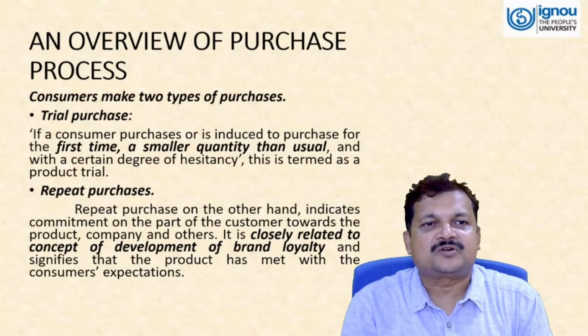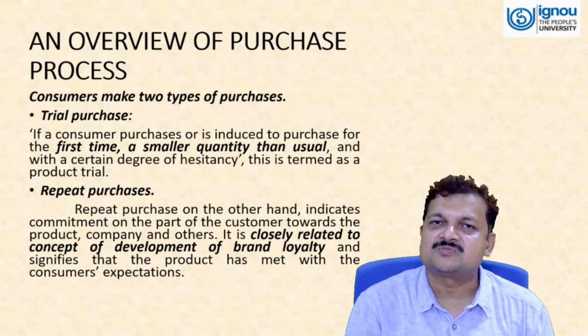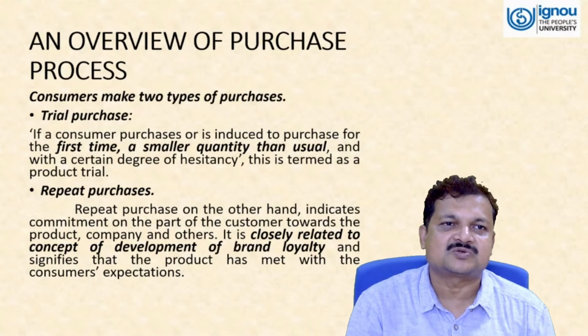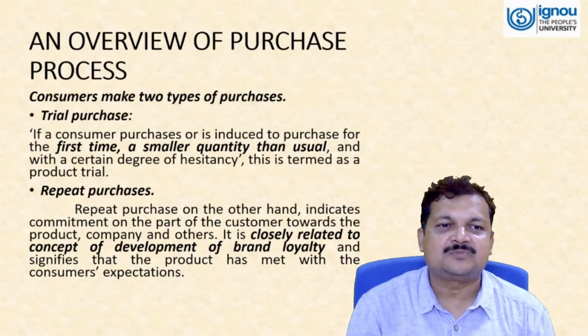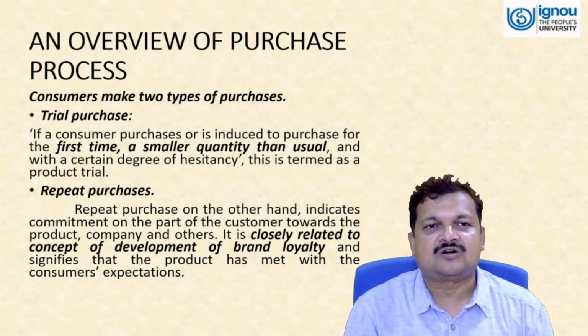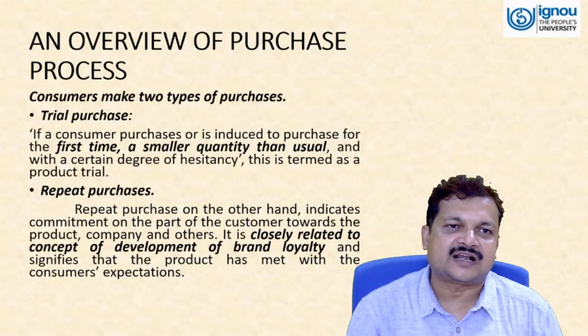Now an overview of the purchase process. Consumers make 2 types of decisions. It is not always possible in all product cases to have both types of purchases, that is trial purchase and repeat purchase. In some product cases we can't go for the trial purchase, we have to make the direct purchase.